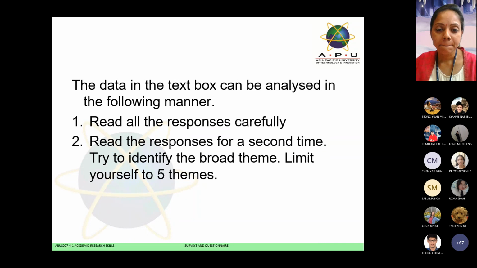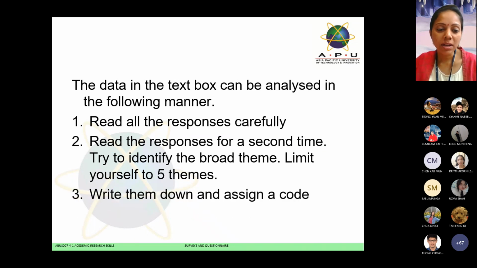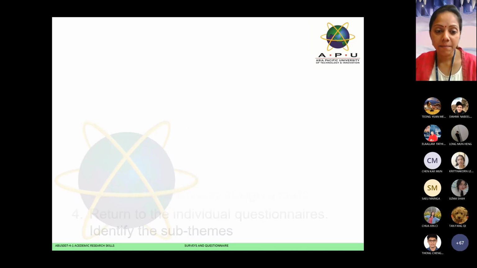Okay, so these are examples, but you don't have to worry about all these because, like what I said, you're not manually designing your questionnaire.